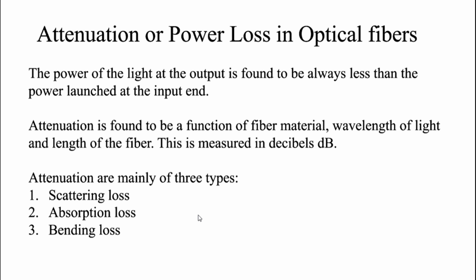Attenuation or power loss in optical fiber. The power of light at the output is found to be always less than the power at the input. Attenuation is found to be a function of fiber material, wavelength of light, and length of the fiber. This is measured in decibels. Attenuation is mainly of three types. You have the scattering loss, absorption loss, and bending loss.